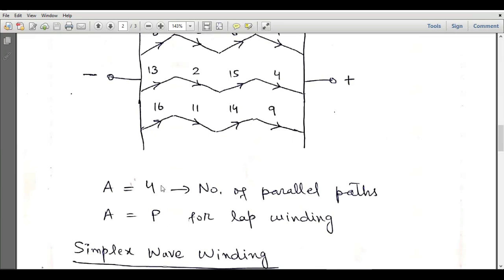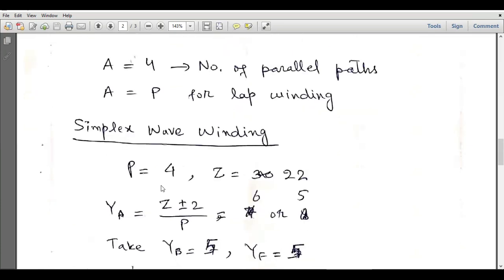Now let's discuss the second type of armature winding, which is called wave winding. In wave winding, the total number of slots cannot be an integer multiple of the number of poles, right? So if the number of poles is equal to 4, then the total number of slots or total number of conductors cannot be 20 or 24. So they must be either 22, 18, or 26.